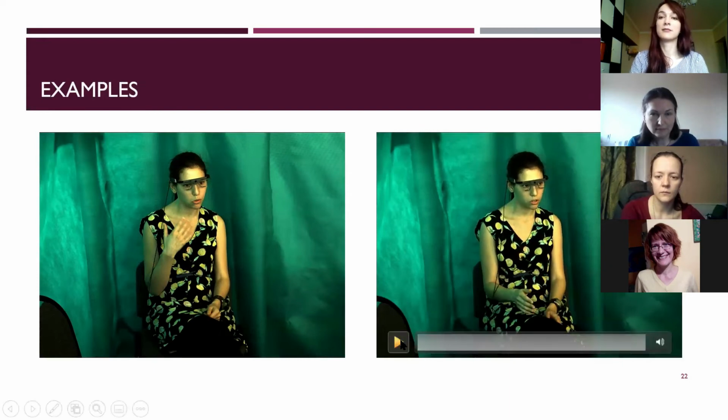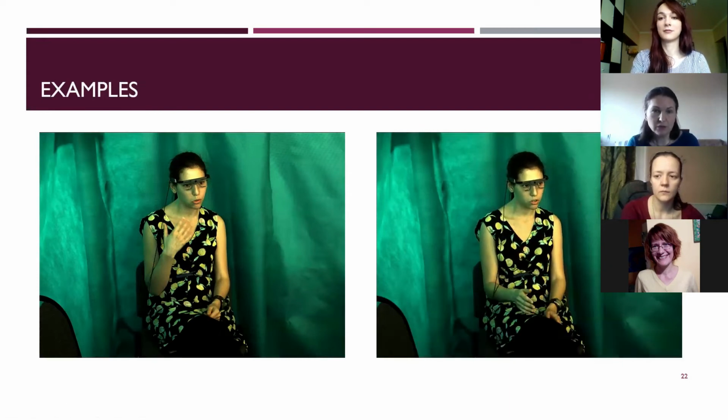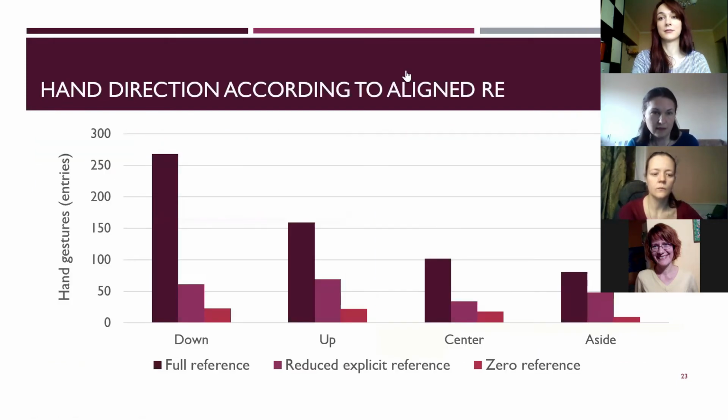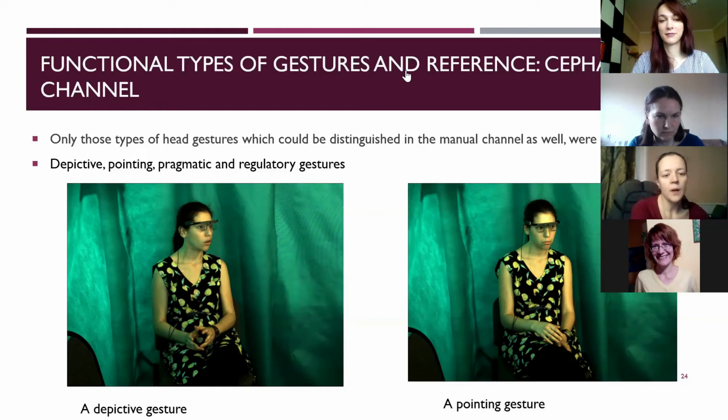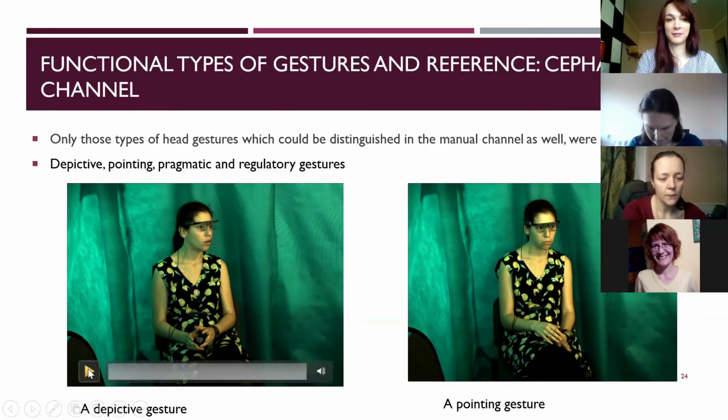Помогает ему подняться. Zero reference with a downward movement. Here is the graph for these categories. For functional types of gesture, we use on cephalic channel the distinguished as in the manual channel. Depictive, pointing, pragmatic, and regulatory gestures. Let's see the first example, a depictive gesture.